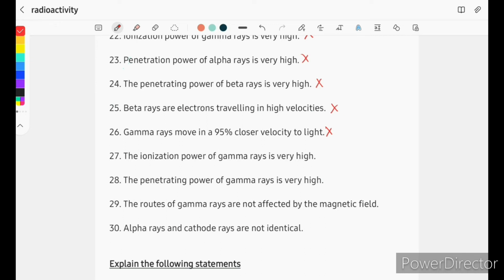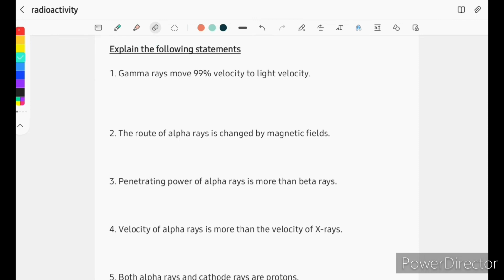27. The ionization power of gamma rays is very high. Incorrect. 28. The penetration power of gamma rays is very high. Correct. 29. The route of gamma rays is not affected by the magnetic field. Correct. 30. Alpha rays and cathode rays are not identical. Correct. Now let's move to the next question.